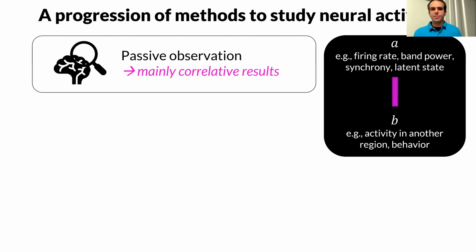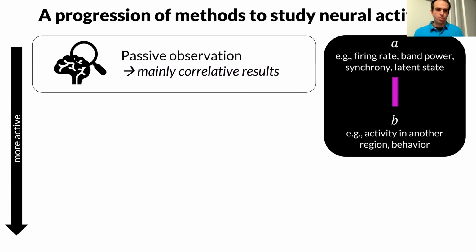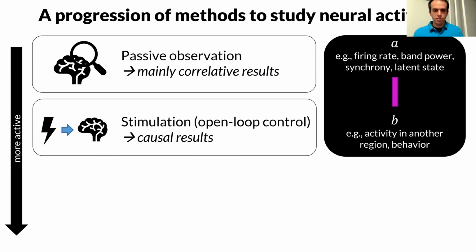Now, if all you're doing is passively observing, the best you can do is correlation. If you use a more active approach, like stimulation, you can say something about causation. Now, we can use even more active approaches of closed loop control to conclude even more.